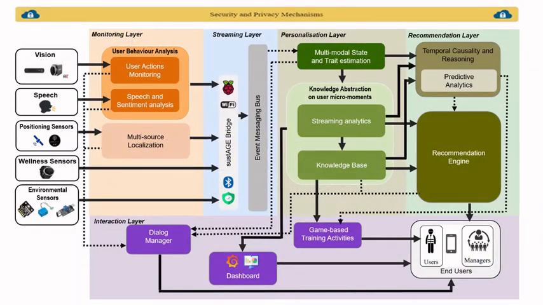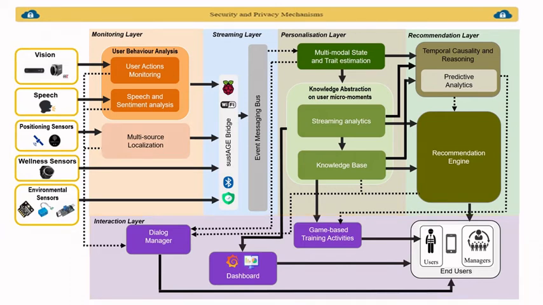We present the design of the sustAGE system architecture, describing the individual modules, their role and interactions among the different components. We conceptually divide the system in 5 core layers, namely the monitoring, streaming, personalization, recommendation, and interaction layers.